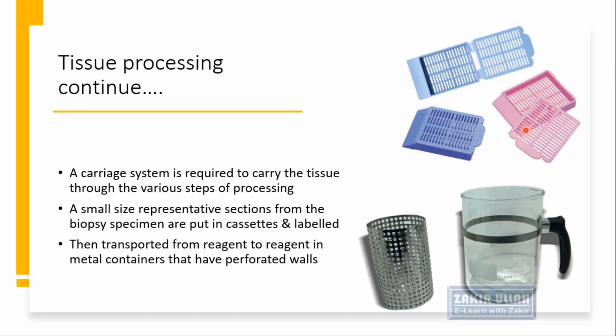These are the different plastic cassettes in which small representative pieces are taken, and then these are labeled with the number and the tissue. The cassettes having small representative sections of the biopsy are then placed in this metal container which has perforated walls, and this is placed in another glass container so that it is transferred from one step to another during the processing.